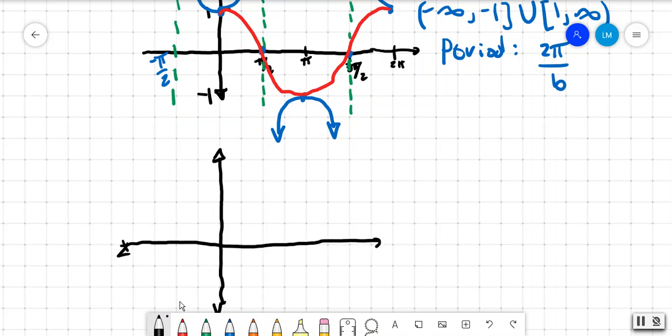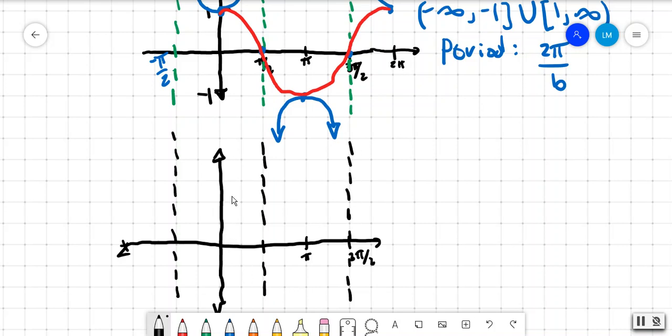So remember that secant has these asymptotes at negative pi over 2, and it has another asymptote at pi over 2. And then it has another one at 3 pi over 2. So that would be pi, and then this would be 3 pi over 2. Okay, and then we have that this will be 1, and then this down over here is negative 1.